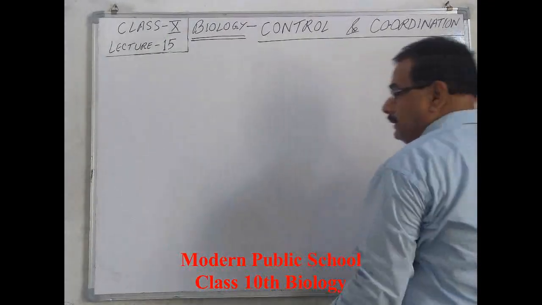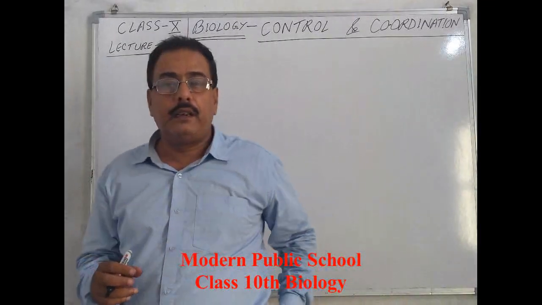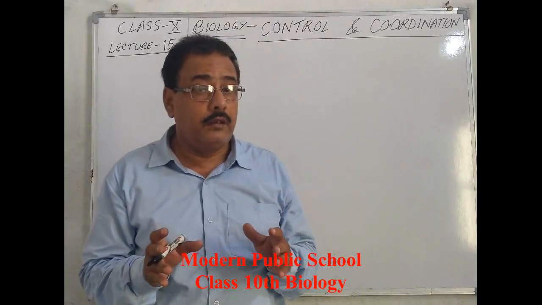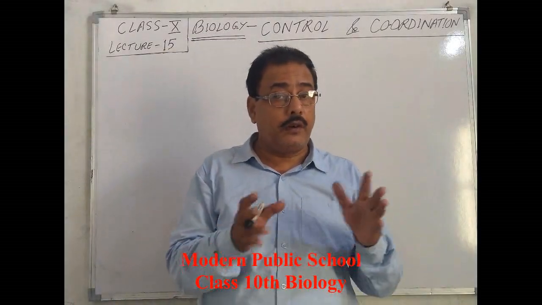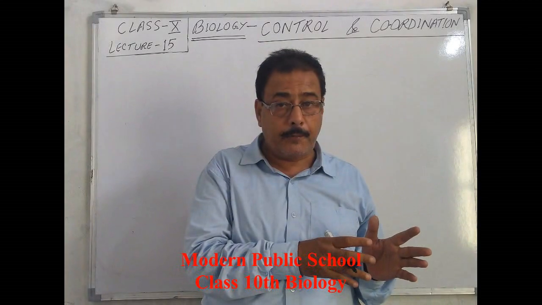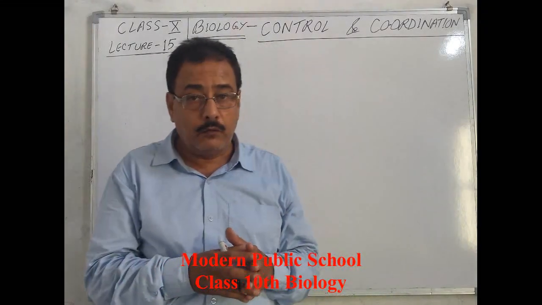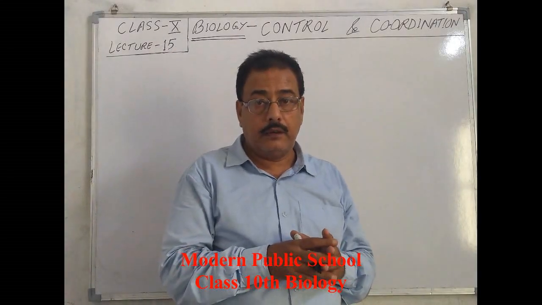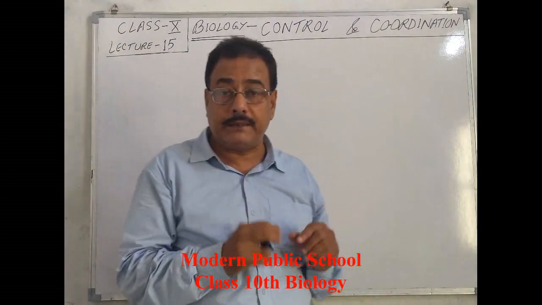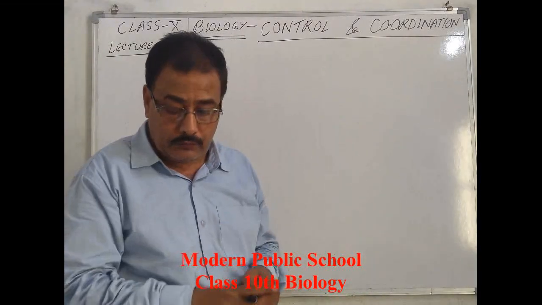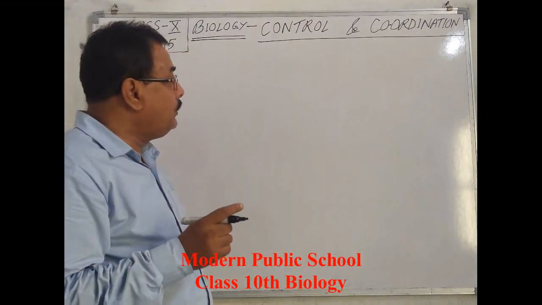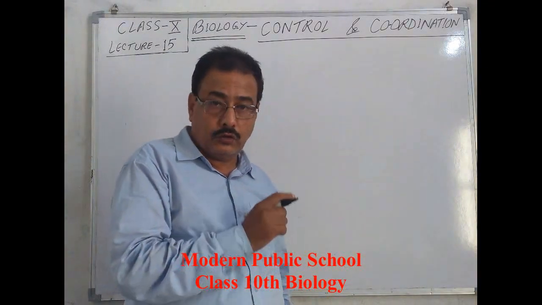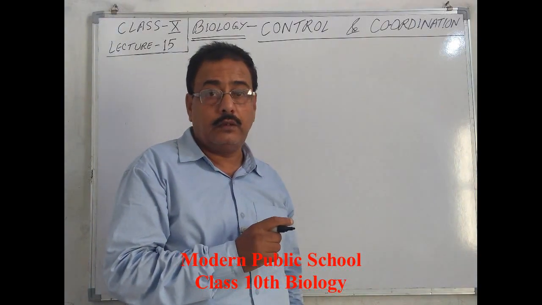In the previous class, we discussed control and coordination, how control and coordination takes place in animals. Today we will discuss the structure of a nerve cell and how information is transmitted along the neuron. To understand this, we should first know the structure of a neuron.